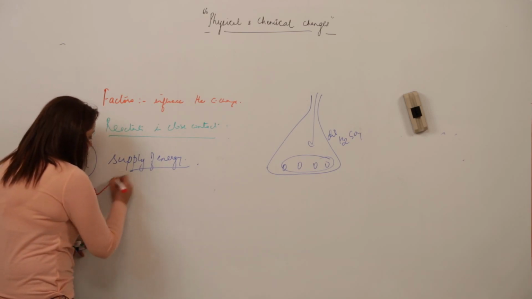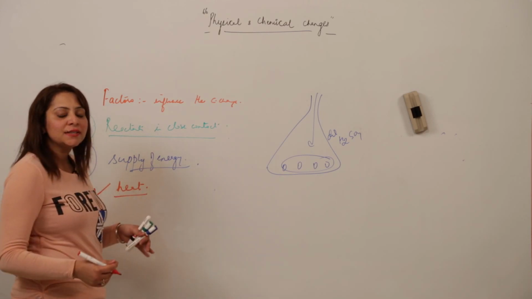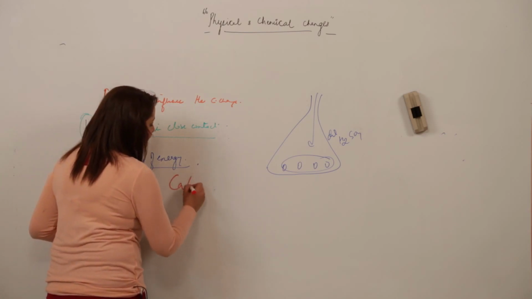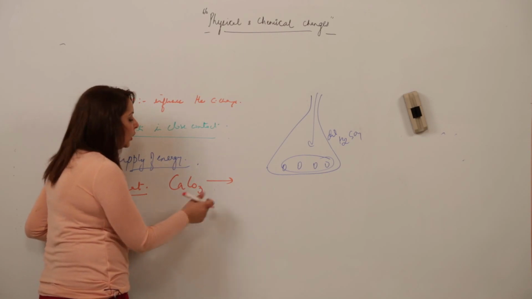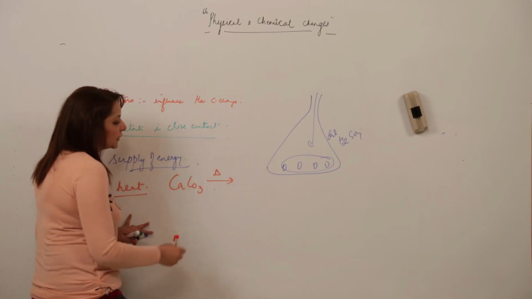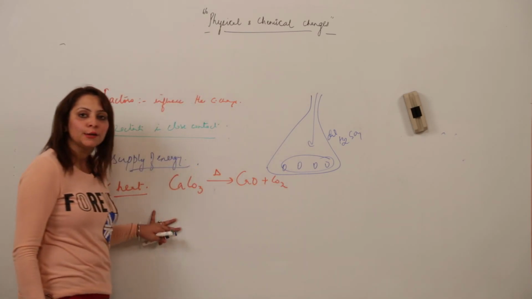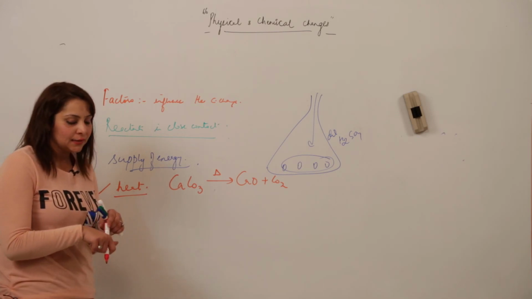See, the supply of energy in the form of heat. So any example we will take in which we supply heat for the reaction to occur. For example, CaCO3. See, this is calcium carbonate, commonly called limestone. So when we heat it, what happens? It undergoes a change and it forms lime and carbon dioxide. So this reaction is occurring at the cost of supplying energy in the form of heat, right?